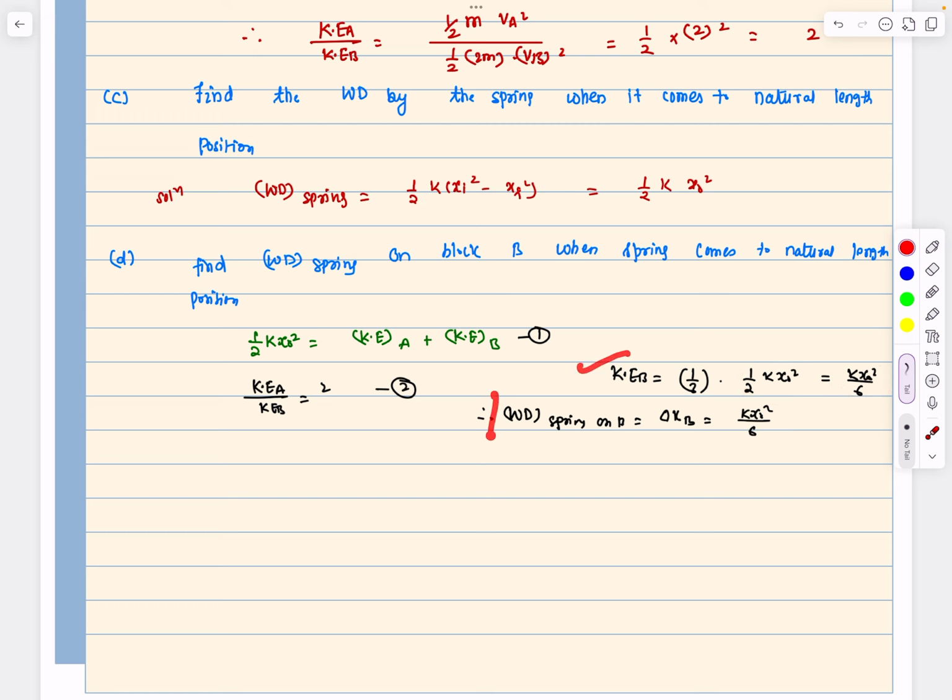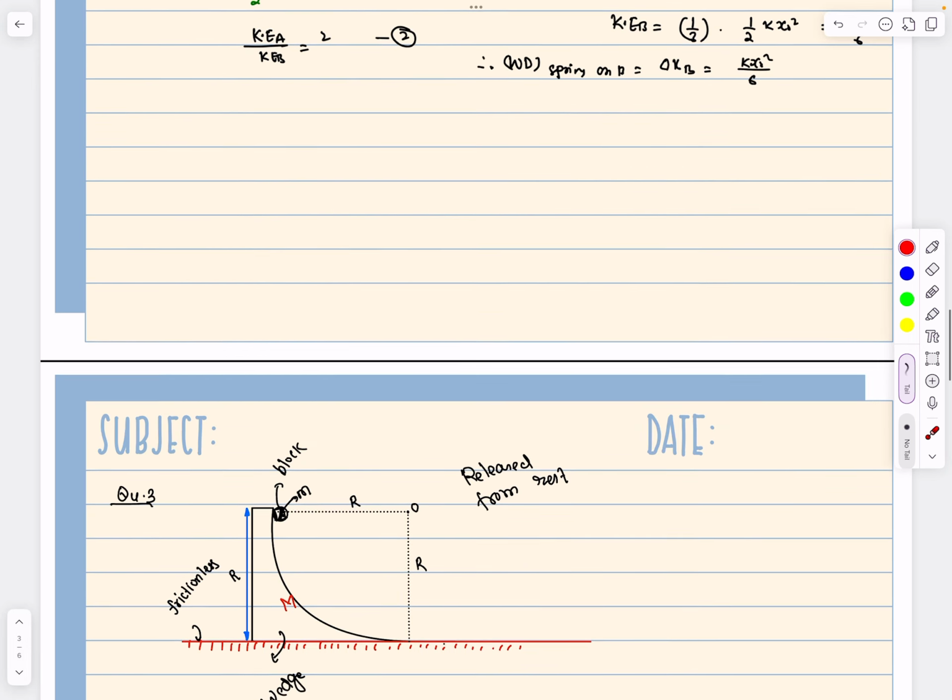Therefore, the work done by the spring on B we can calculate: it equals delta K B, that is k x naught square by 6. Let's move to a new question.